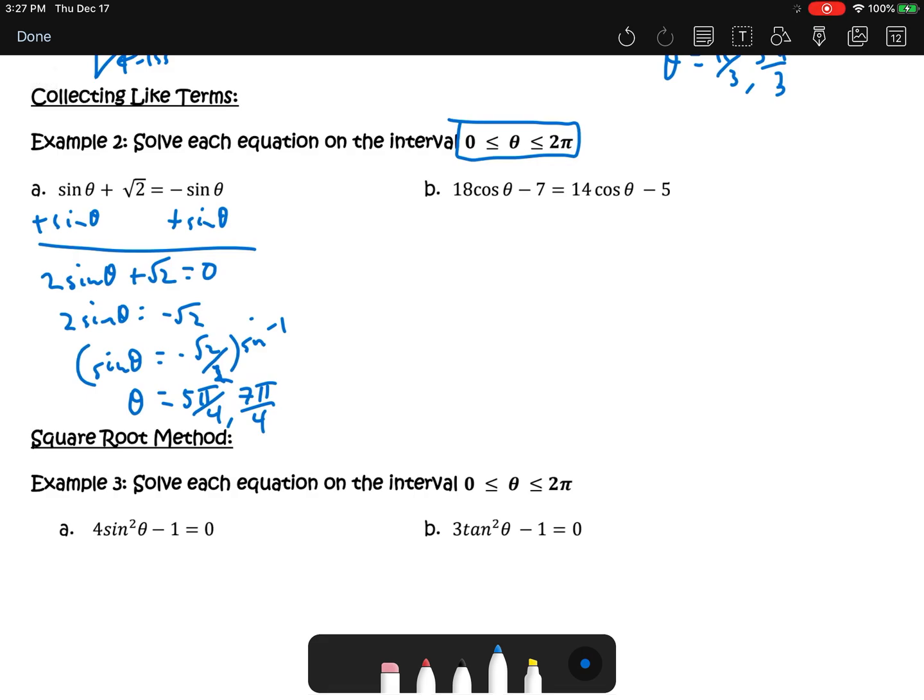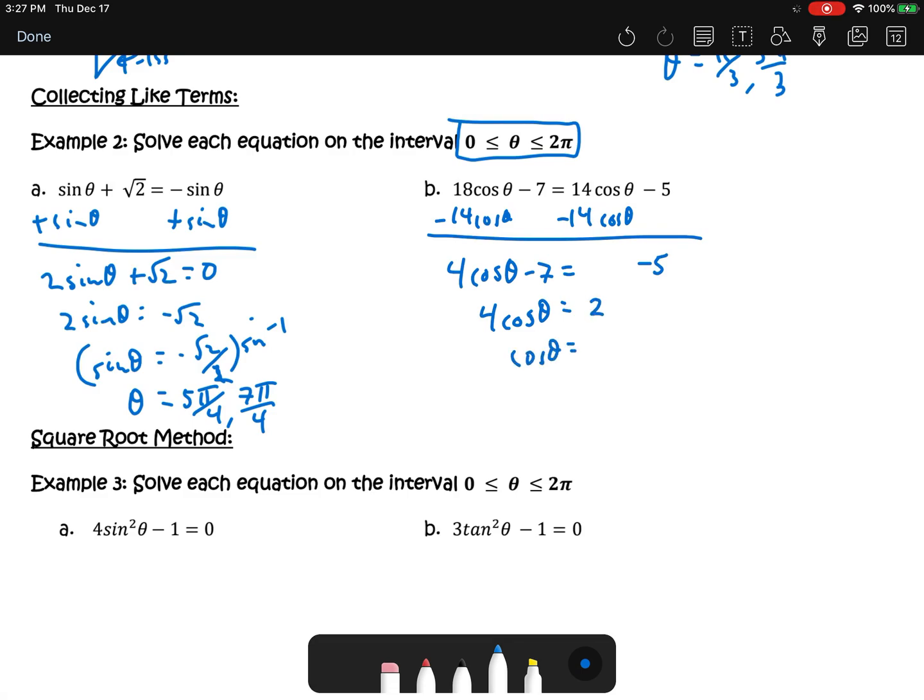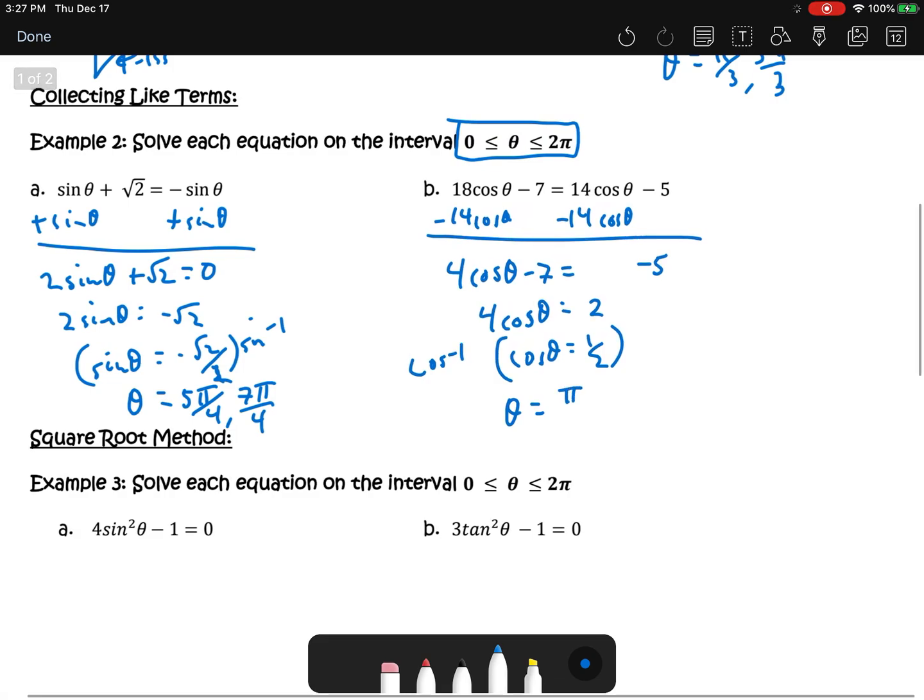So the next one, we've got to get the cosines together. So I'm going to subtract 14 cosine. You do not have to show this work. You can go right to this if you choose. Let's see, then we'd add 7, correct? Negative 5 plus 7 is 2. Then we would divide by 4 and get a half. And then take the inverse cosine. So when is cosine 1/2? Pi over 3 and 5 pi over 3.